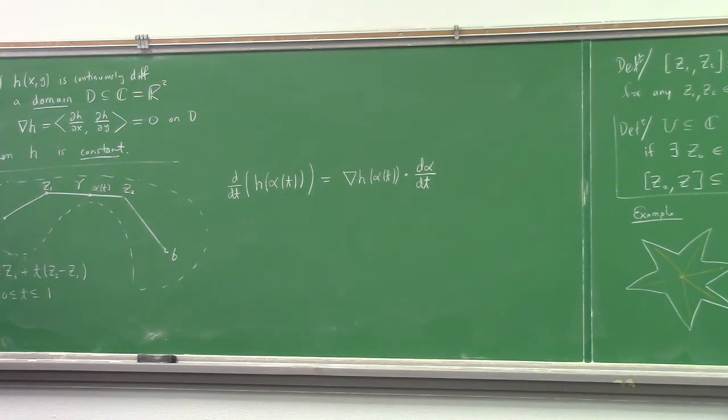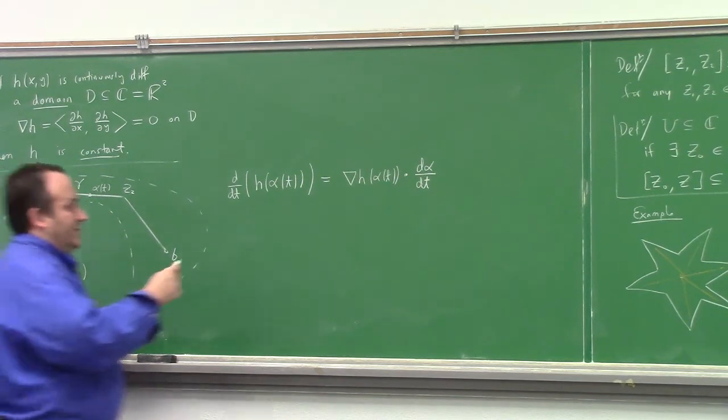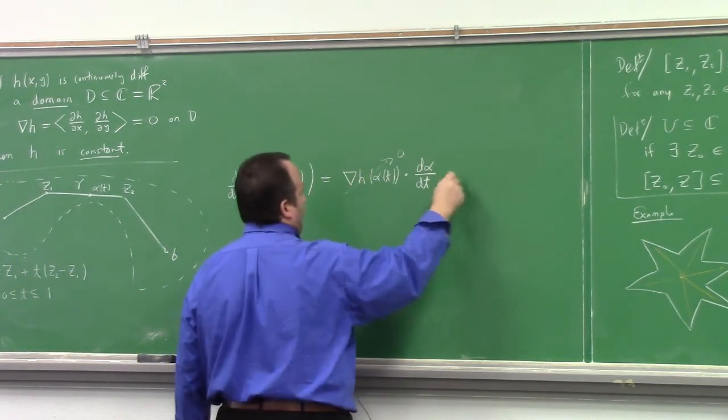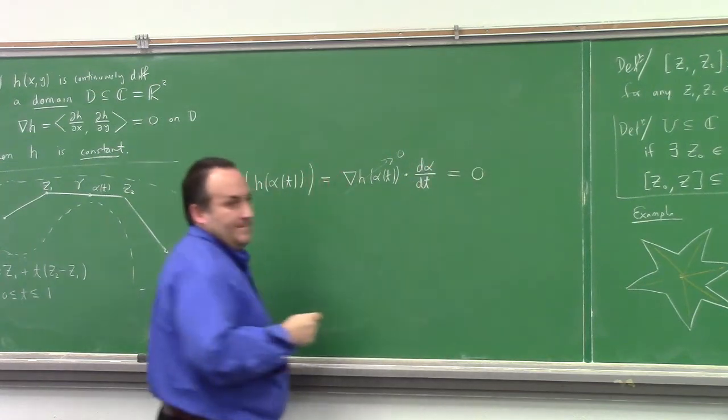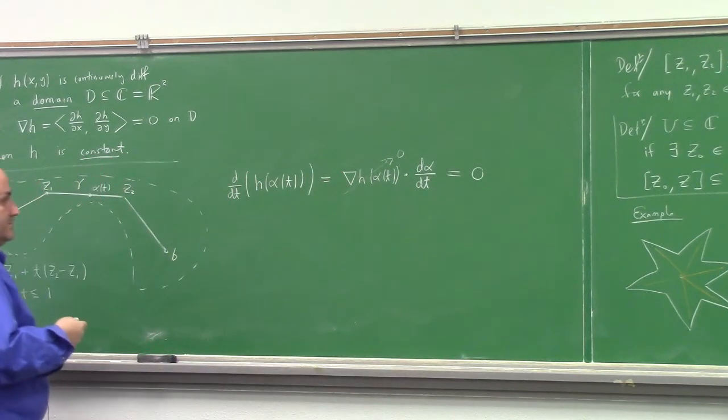This is the chain rule. But we know that the gradient is 0 on D, right? So certainly the gradient restricted to the line segment Z1 to Z2, which is a subset of D, is 0 as well. So this is 0. And why? And 0 again, why? On the first one? We're assuming it's given that the gradient is 0.